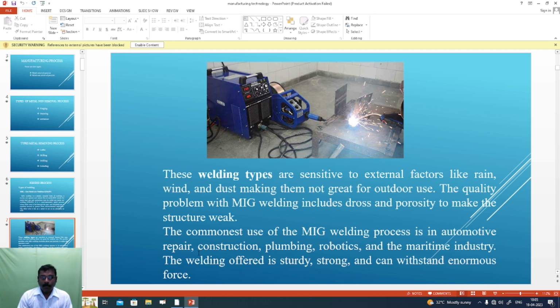The commonest use of the MIG welding process is in automotive, repair, construction, plumbing, robotics and the maritime industries. The weld is steady, strong and can withstand enormous force.